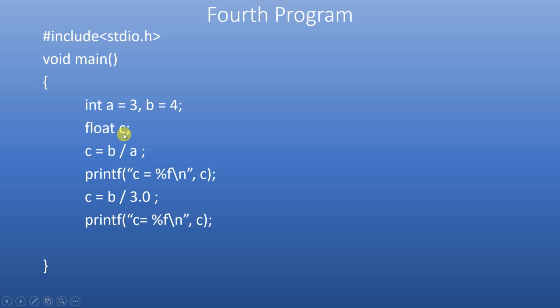I have a floating point variable c equal to b by a. So what is b? 4. What is 4/3? 4 and 3 are integers. So if you apply the division operator, you will get an integer result for 4/3. The quotient is 1 and the remainder is 1. So you will get only 1. Whereas c is a floating point variable, this 1, when it is assigned to c, will be stored as 1.000000. 6-digit precision, a 6-digit fractional part will be there.